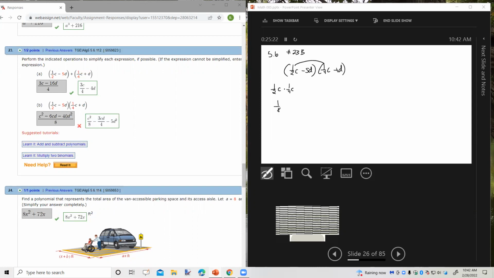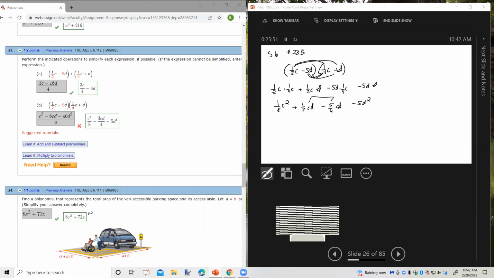which is 1/8 C squared. Okay, then we're going to multiply this times this, which is plus 1/2 C times D, which is plus 1/2 CD. Then we're going to multiply that by that, which is minus 5D times 1/4 C, which would be minus 5/4 CD. And then we're going to multiply minus 5D times D, which is minus 5D squared.